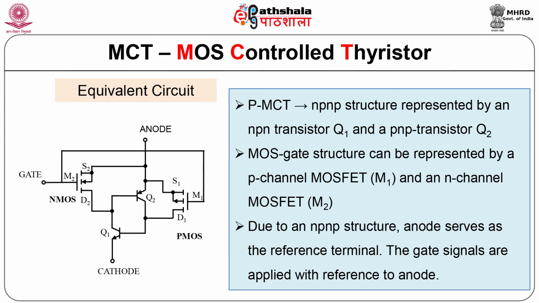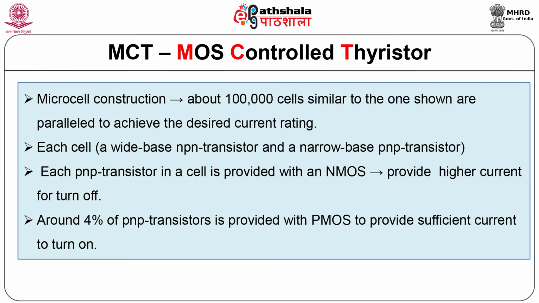Due to NPNP structure, anode serves as a reference terminal. It means the gate signal has to be applied with respect to anode. It has micro cell construction. About 1 lakh cells similar to that shown in the equivalent circuit are connected in parallel to achieve the desired current rating. Each cell consists of a wide base NPN transistor and narrow base PNP transistor. Each PNP transistor in a cell is provided with NMOS.